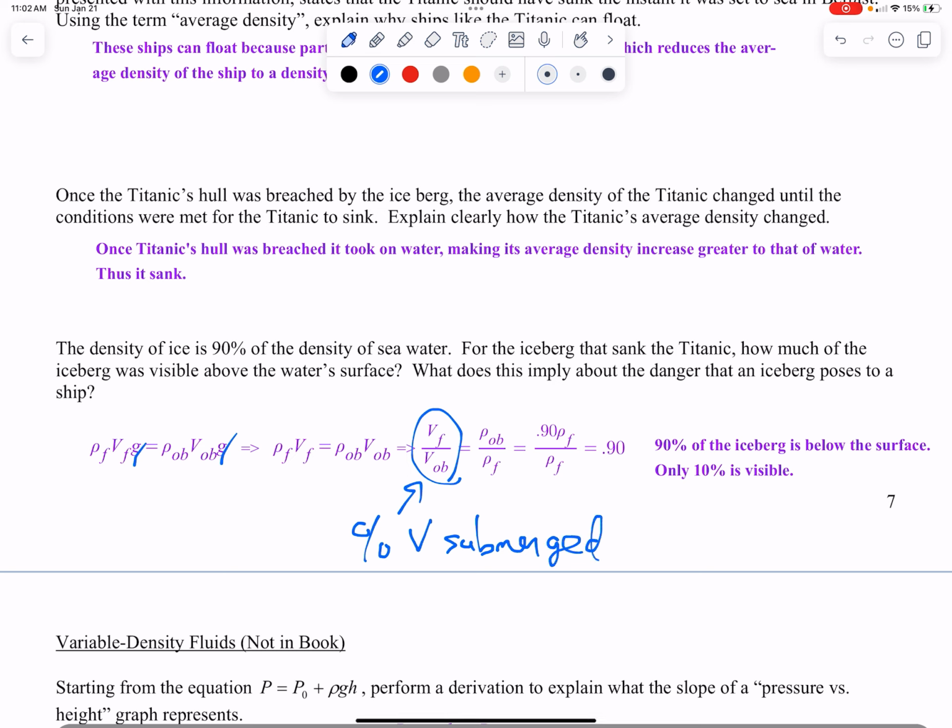And the percentage of the volume submerged is this ratio of the densities, density of the object over density of the fluid. Well, the density of the object is, we were told right here, 90% of the density of seawater. So we can change density of the object into 0.90 density of the fluid. Those cancel. What does that tell you? 90% of the iceberg is below the surface, therefore only 10% is visible.